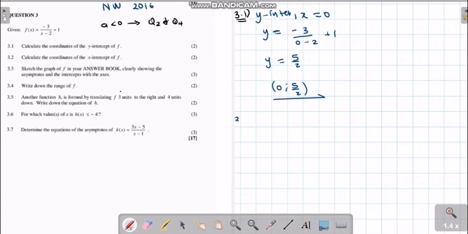Then we move to 3.2. 3.2 says we should calculate the coordinates of the x-intercept. For your x-intercept, you must be good with your algebra. For the x-intercept, y must be 0. So let's solve: 0 is equal to negative 3 all over x minus 2 plus 1. First I'll transpose the negative 1 to that side. So I'll have negative 1 equals negative 3 over x minus 2.